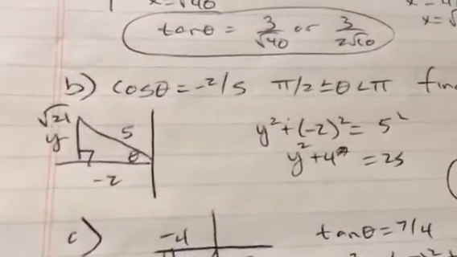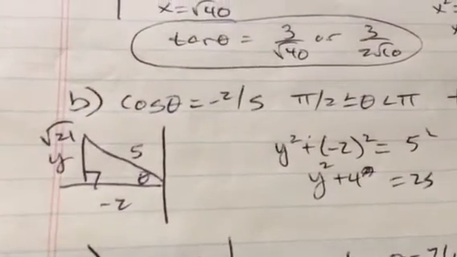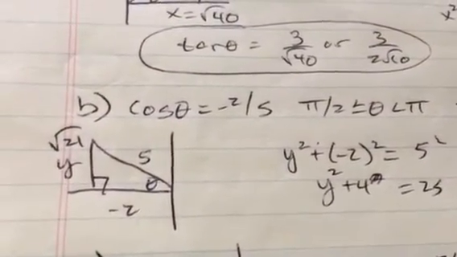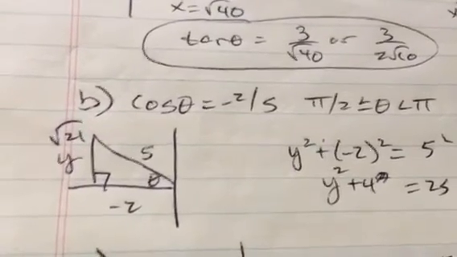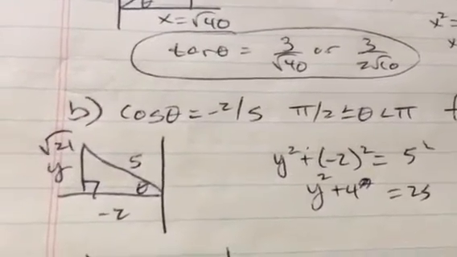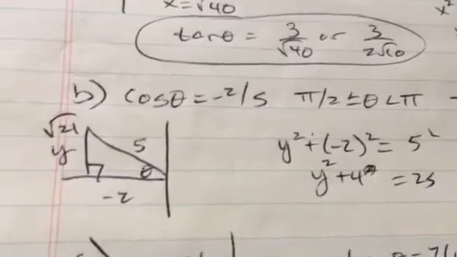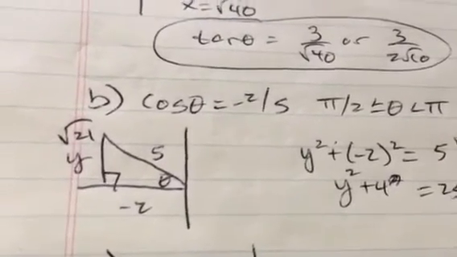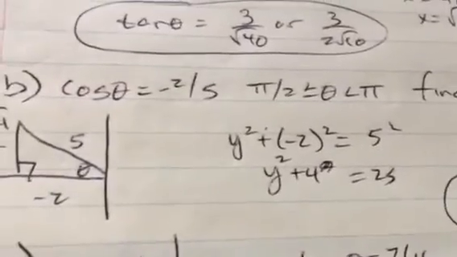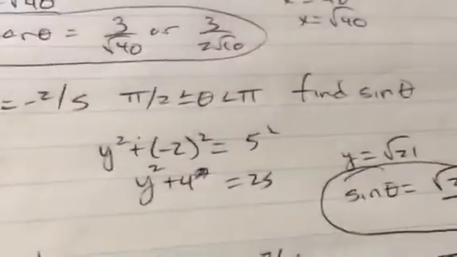Guys, you're looking for something in the second quadrant that has a cosine, adjacent over hypotenuse, of negative 2 over 5. That 2 is negative because you're going to the left on your xy axis. Use the Pythagorean theorem to get root 21. Now if I'm looking for sine, opposite over hypotenuse, it would be root 21 over 5.